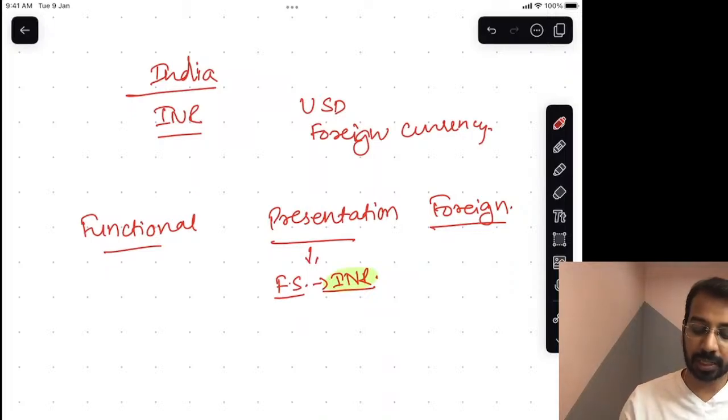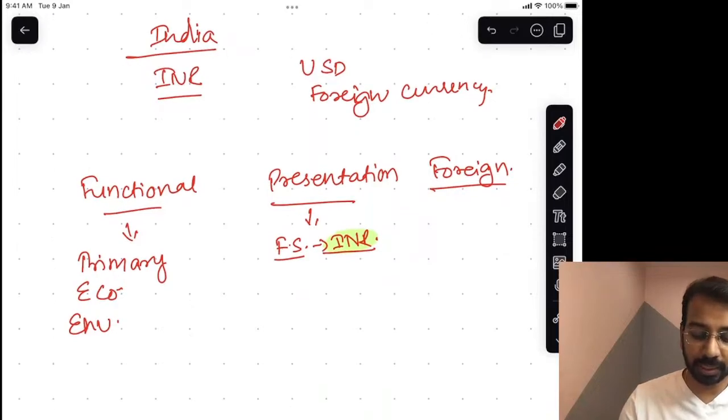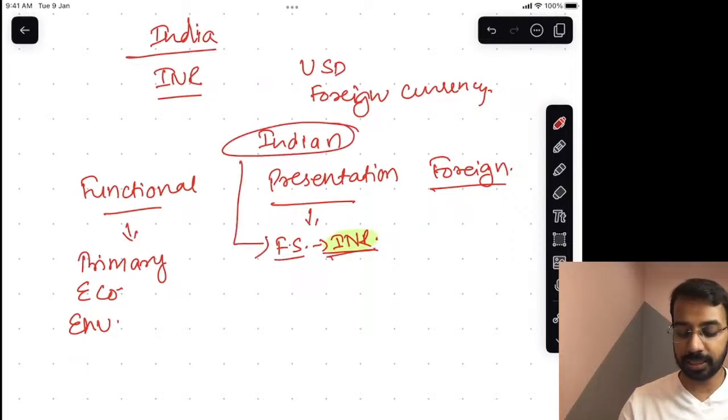Now, what is the functional currency? Functional currency is different from presentation currency. Okay, sometimes functional and presentation may be the same, but it need not always be the case. Functional currency is the currency of what we call the primary economic environment. For example, if I take an Indian company, the Indian company's functional and presentation currency is INR.